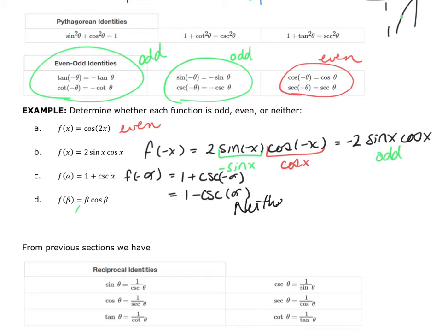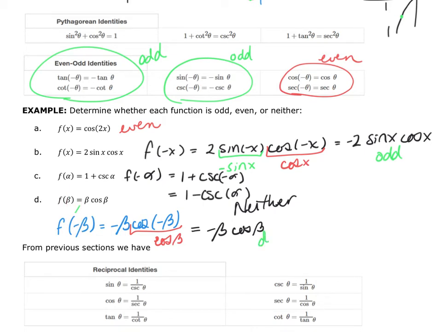Okay, now let's take a look at our last example here. We are doing the cosine. So I'm going to put in f of negative beta, which is going to be negative beta cosine of negative beta. We know that cosine is even, so this is going to just give me the cosine of beta. But when I combine it with the fact I have a negative beta in front, I end up with the exact opposite sign of what I started out with, so that I know that this particular function is going to be odd. So my final answer on that is odd.